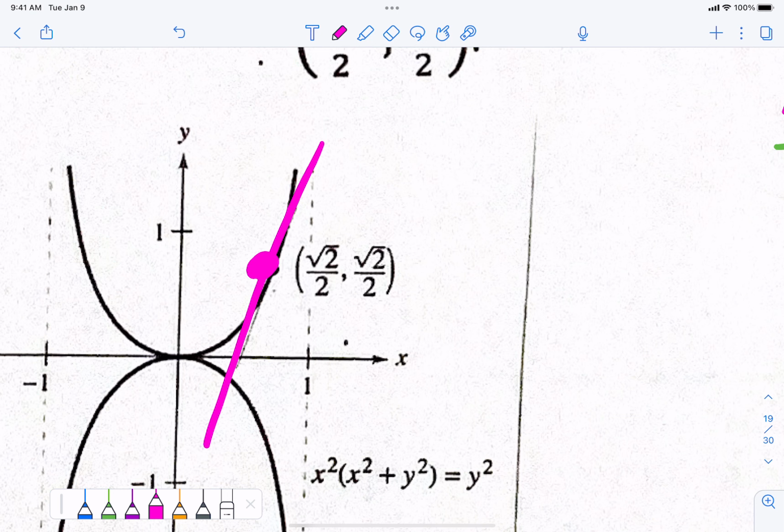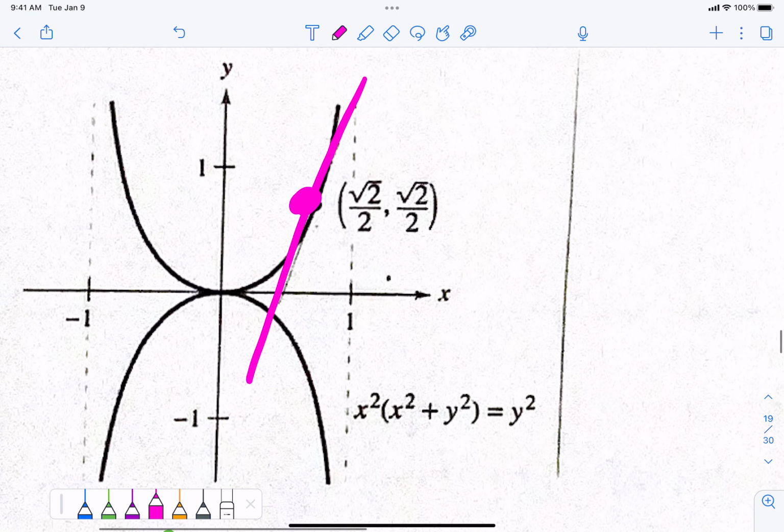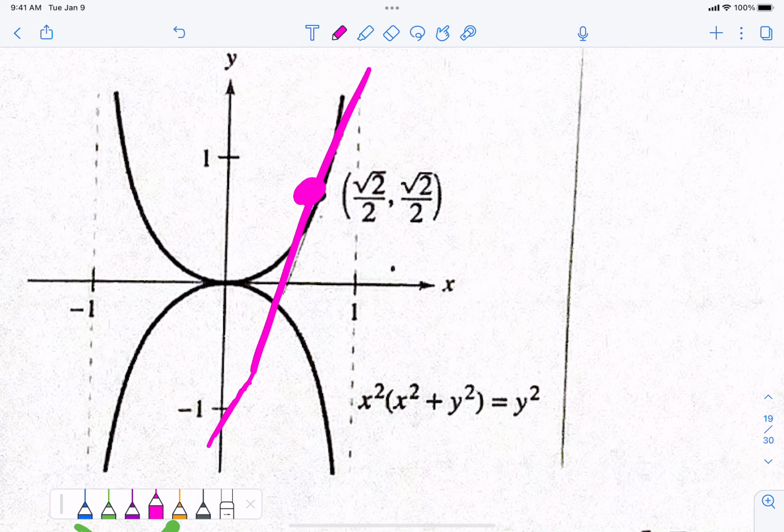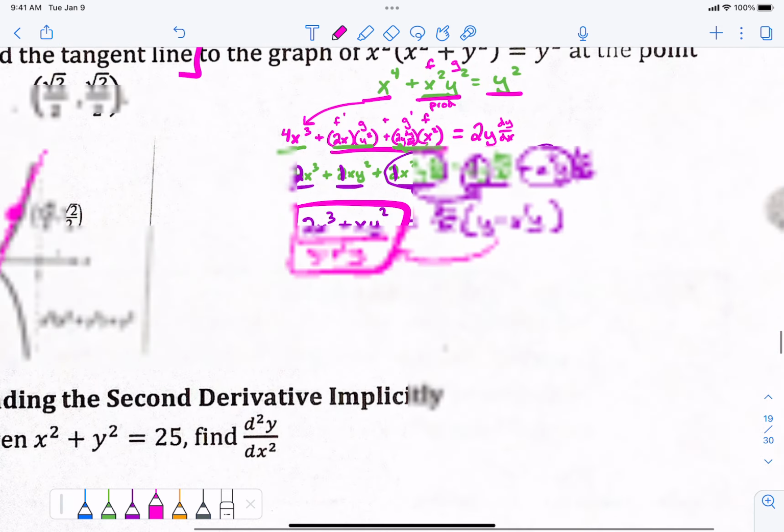This guy right here has a slope of positive something, and he's maybe going to intersect it. I don't think he's going to intersect the negative one either.